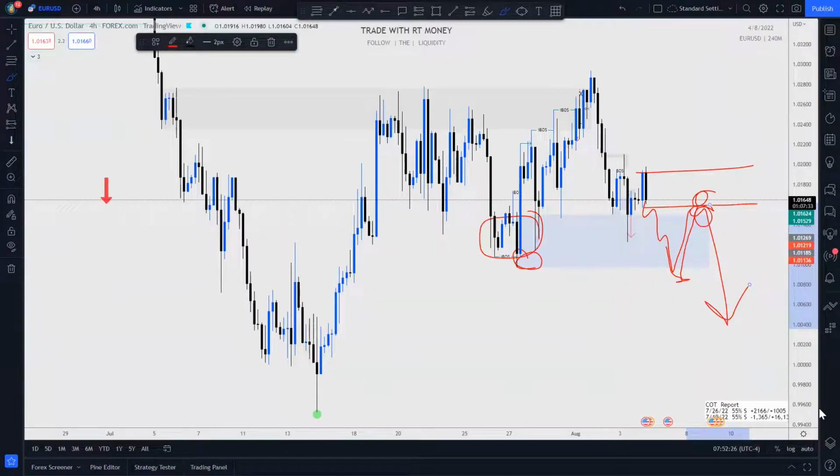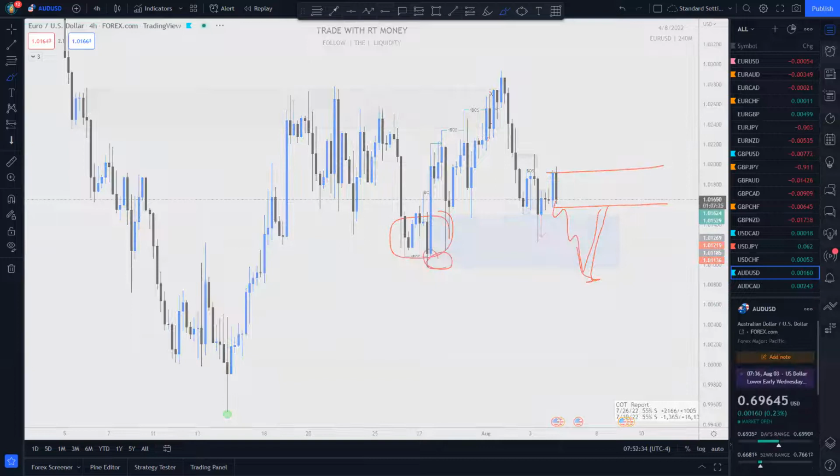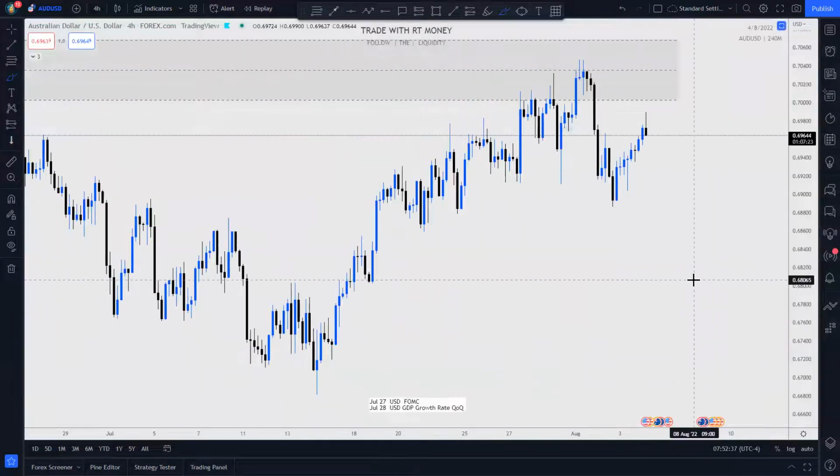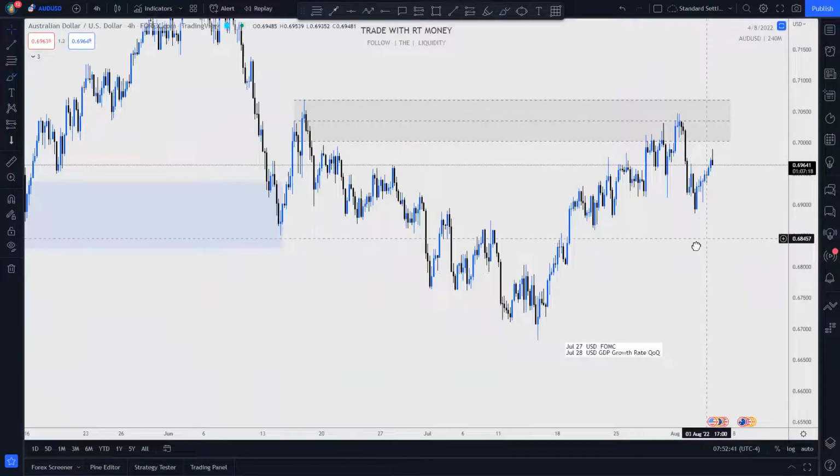I'm hoping that you're able to keep up with that. And I also want to take a breezy look at AUD/USD. We have a similar situation here.